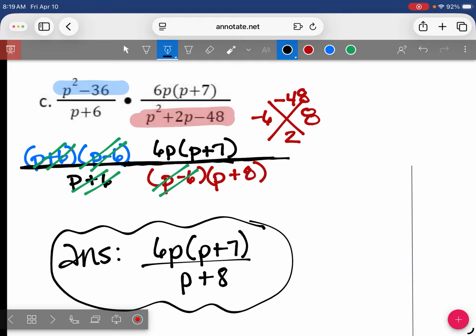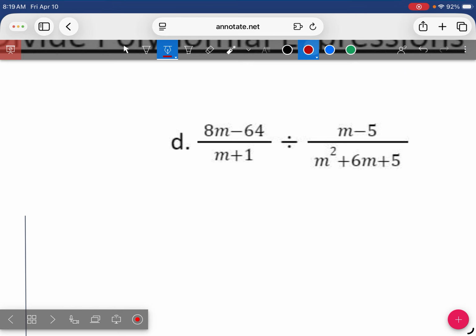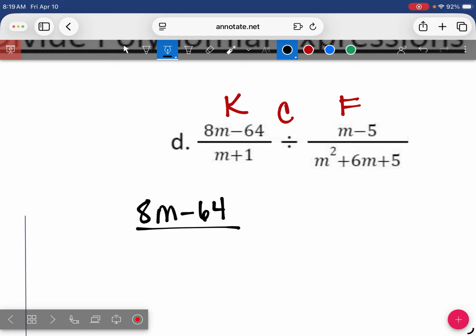So let's look at question D. Do we need to do a keep, change, flip for question D? Yes, let's do that. Keep, change, flip. So I'm going to keep my first fraction. I'm changing division to multiplication. And I'm flipping the second fraction.